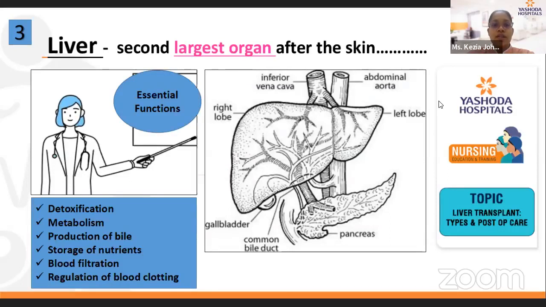At first, we look into the liver, the second largest organ after the skin. The liver consists of two main lobes, as we can see here, the right and left lobe. These lobes are connected to small ducts that connect with larger ducts to form the common hepatic duct. There are also two distinct sources that supply blood to the liver, the hepatic artery and the hepatic portal vein. The liver has some essential functions in our body: detoxification, metabolism, production of bile, storage of nutrients, blood filtration, regulation of blood clotting, etc. These are the essential anatomy and functions which a nurse should understand.